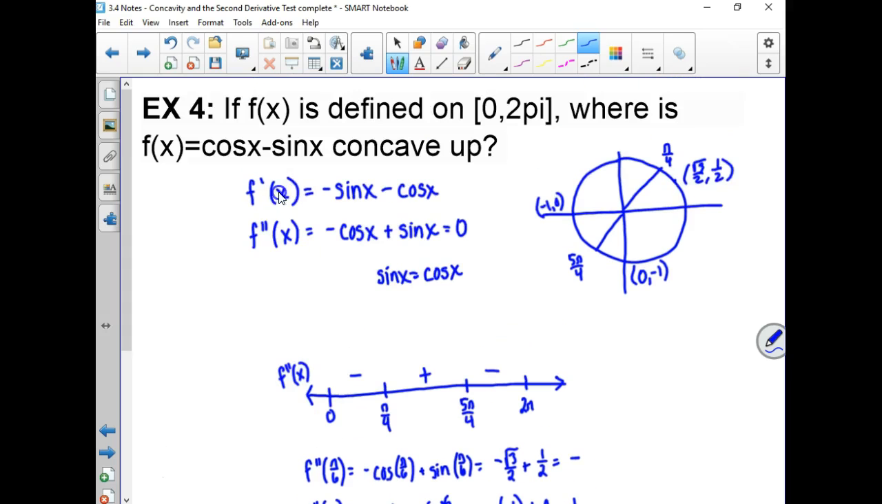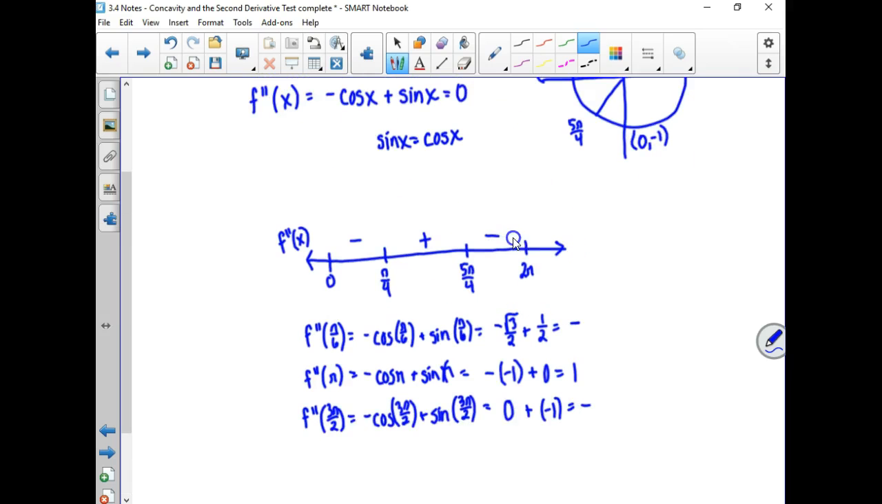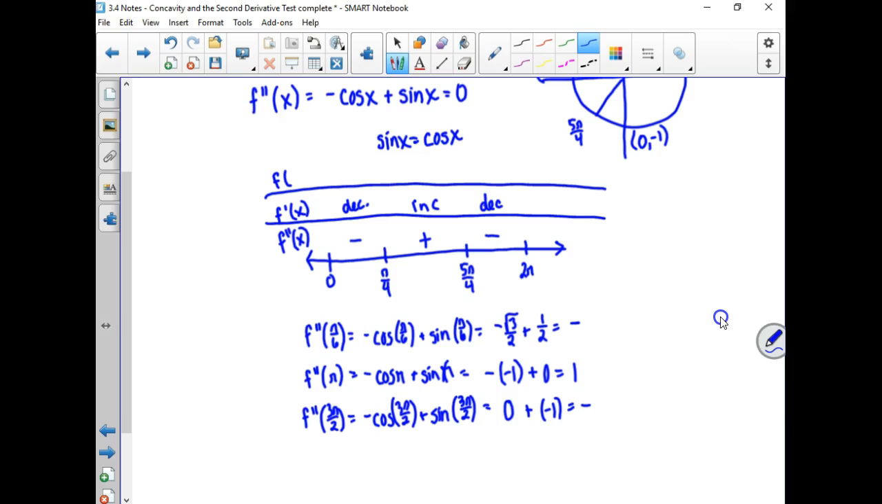So this question asks us where this function is concave up. So when we look at our second derivative, it tells us here that the first derivative would be decreasing, increasing, and decreasing here, which tells us that the original function would be concave down, up, and down.